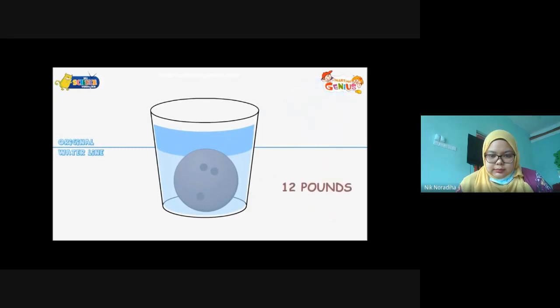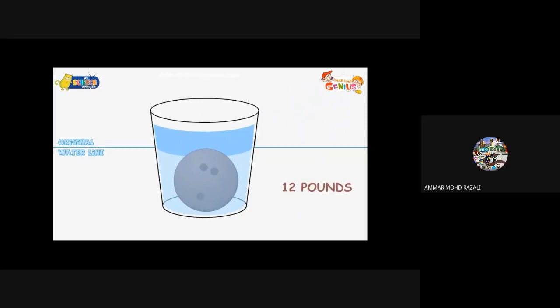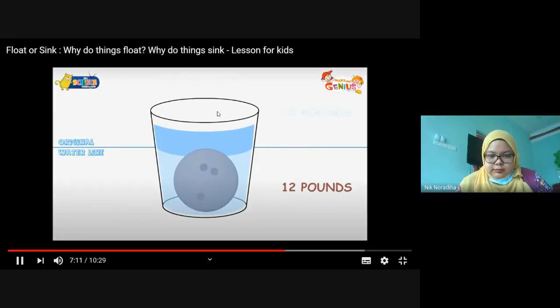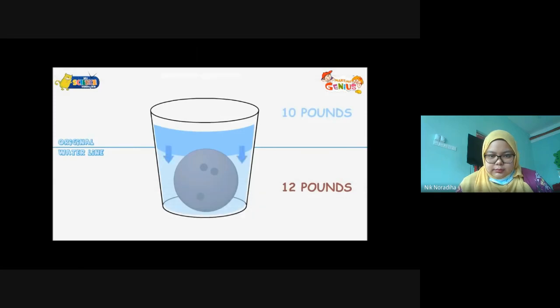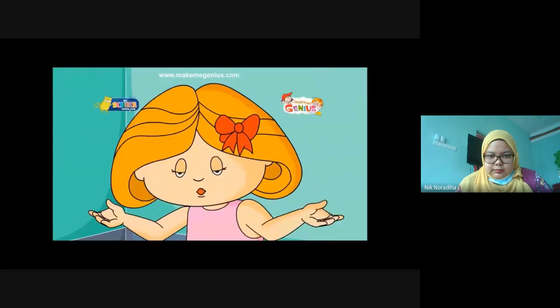This ball weighs 12 pounds. Water weighs something too. What the heck? Less than the ball? Yes, a bowling ball sized chunk of water weighs around 10 pounds. The water wants to return to its original level, but there is a 12-pound bowling ball in the way. As the bowling ball is heavier than the displaced chunk of water, it has more sinking power. Yes, absolutely. So the ball sinks.